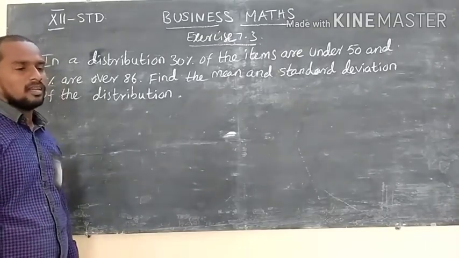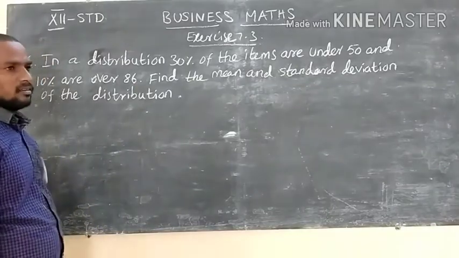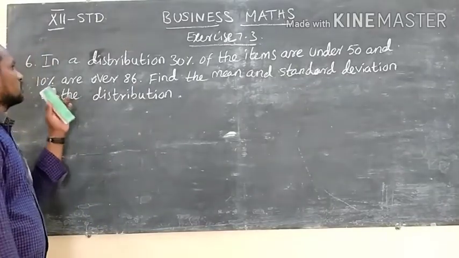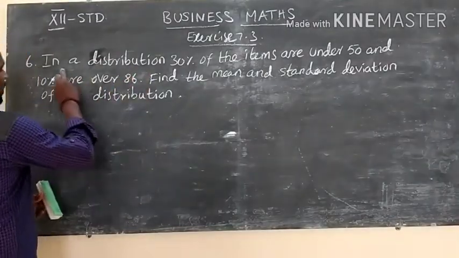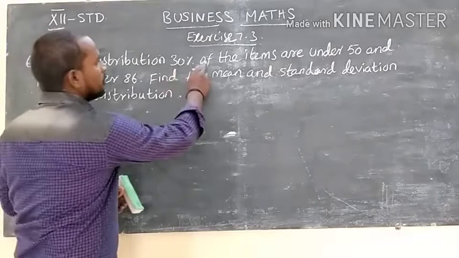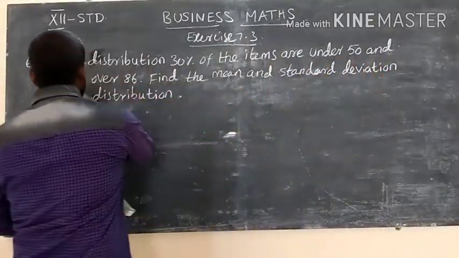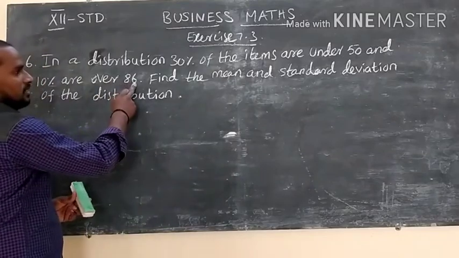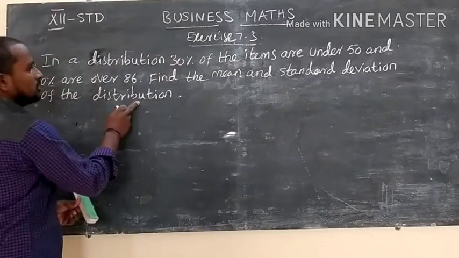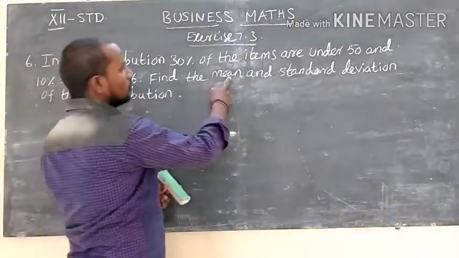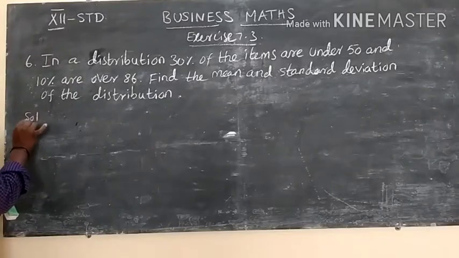Last class we discussed the fifth sum of exercise 7.3. In this section, we are going to see 7.3, the sixth sum. In a distribution, 30% of items are under 50 and 10% are over 86. Find the mean and standard deviation of the distribution. Find the value of mu and sigma. This is your question. The solution.